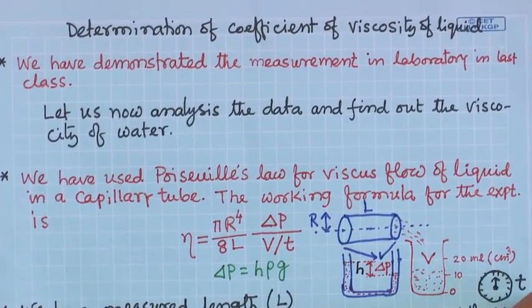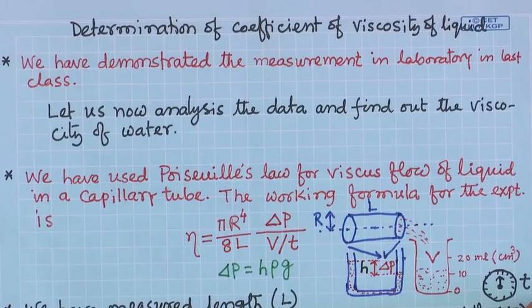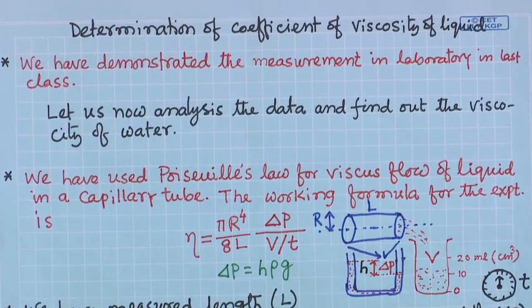So, today we will discuss the determination of coefficient of viscosity of liquid. In last class we demonstrated the experiment in laboratory. So, today we will analyze the data and find out the result. So, basically, determination of coefficient of viscosity of liquid.